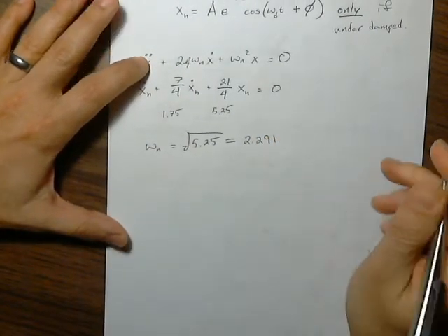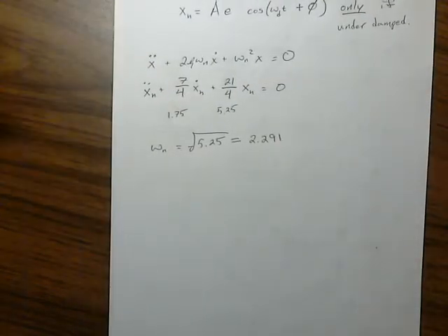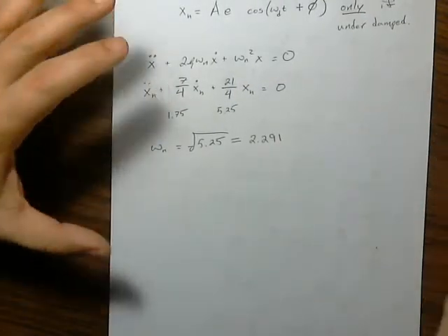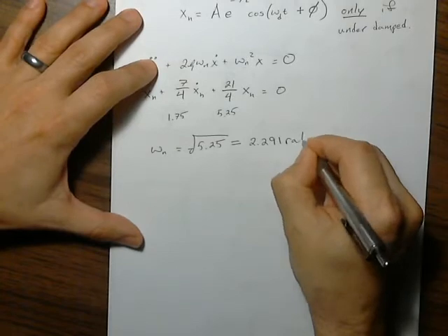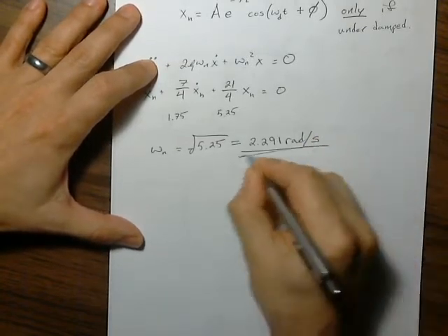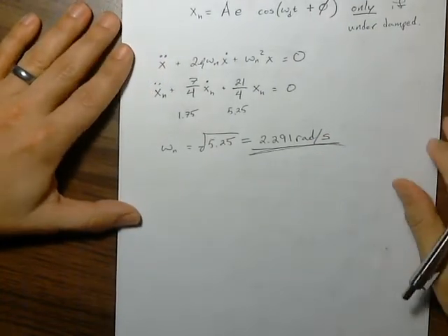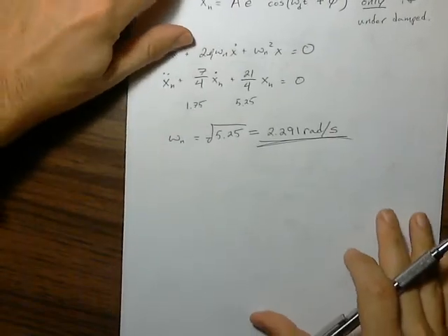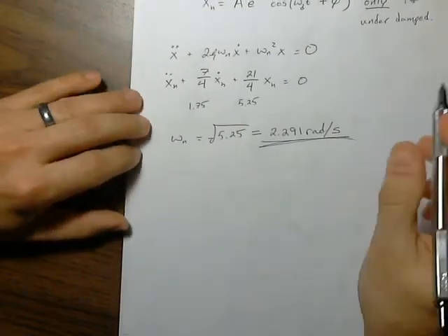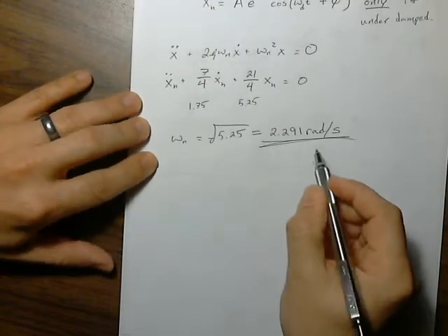2.291 hertz, of course. No, it's not hertz. It's never hertz. It's radians. Radians per second. Radians per second. Do not write hertz. Do not write hertz. I will yell at your paper while grading it. All right, so that's omega n.